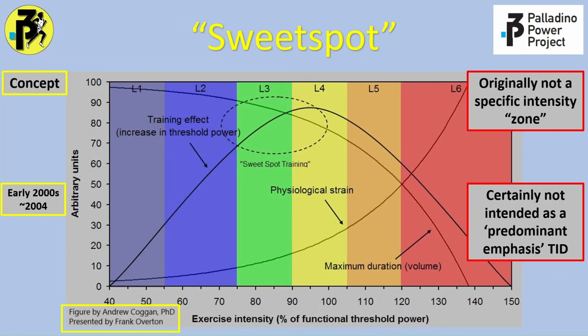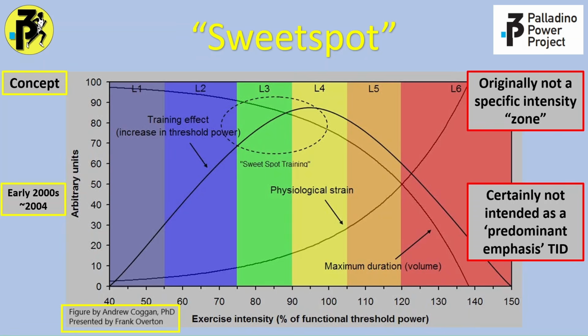It wasn't really defined as a specific intensity zone. In fact, later in this presentation, I'll get into why it needs to be individualized, and it really is a domain that sort of floats based on the individual characteristics. But unfortunately, in some cases it went beyond the concept and became defined as a specific intensity zone, a training zone, so to speak. And that's a little bit unfortunate. It gets away from the concept.